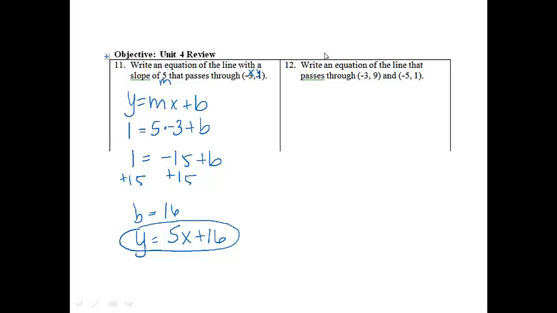Number 12, write an equation of the line that passes through negative 3, 9 and negative 5, 1. Again, my whole goal is to get a y equals mx plus b. I'm going to find the slope first. If you're a labeler, x1, y1, x2, y2. So we'll do y2 minus y1, so 1 minus 9, over x2 minus x1, negative 5 minus negative 3. That will give me negative 8 on the top, and on the bottom, negative 2. And then negative 8 divided by negative 2 is 4. So I just found m.